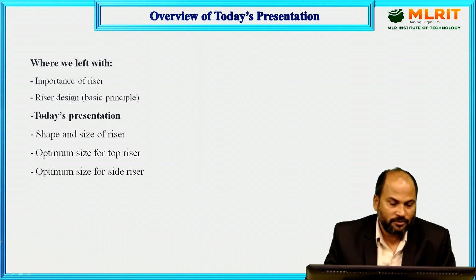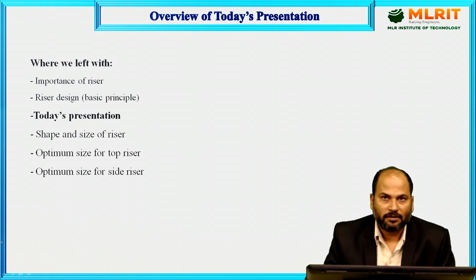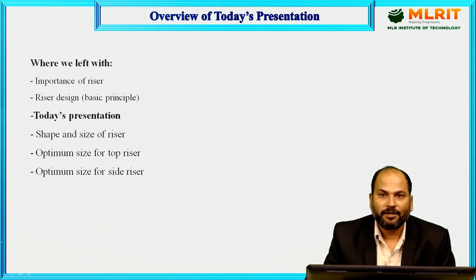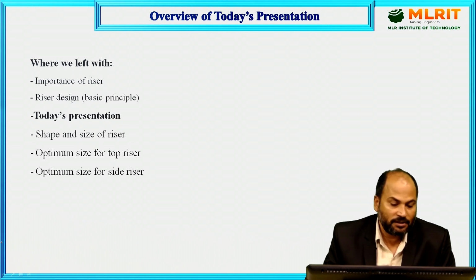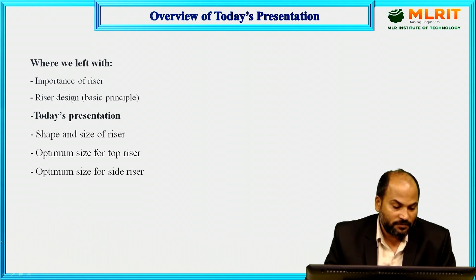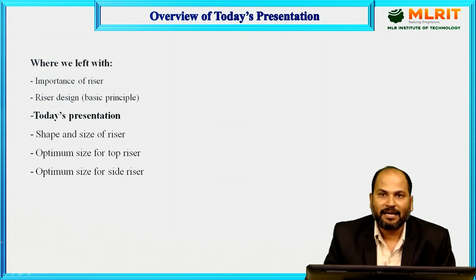We saw these two principles last class, and we also solved one numerical based on them, so that the concept will be more clear. Today we are going to see what should be the appropriate shape of a riser, and also what should be the optimum size of a riser. We will take two cases, one for the top riser and another for the side riser, and we will derive the relation and see what should be the optimum diameter and, if height is there, the optimum height of the riser.